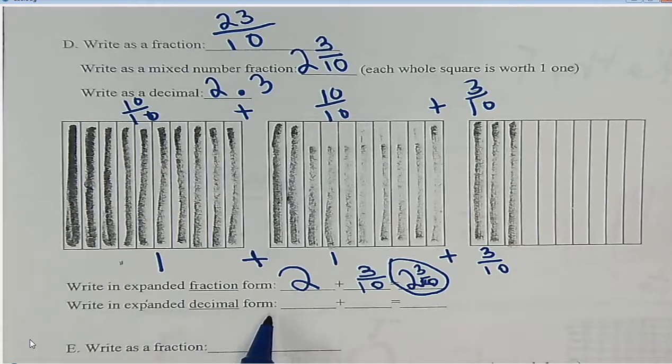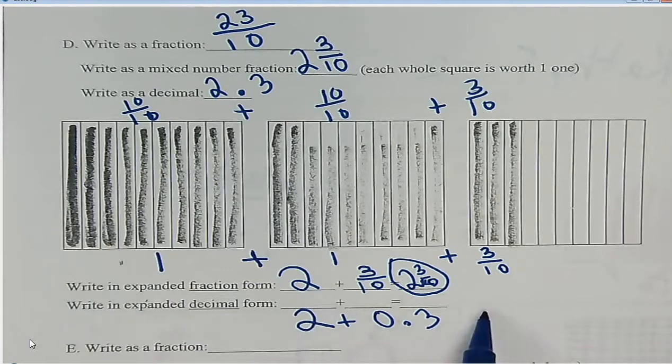Expanded decimal form, we're going to keep the whole number the same. I'm going to put it underneath since it's too small. 2 plus, now we want the 3/10 as a decimal, 0.3. That is decimal expanded form, which is 2.3.